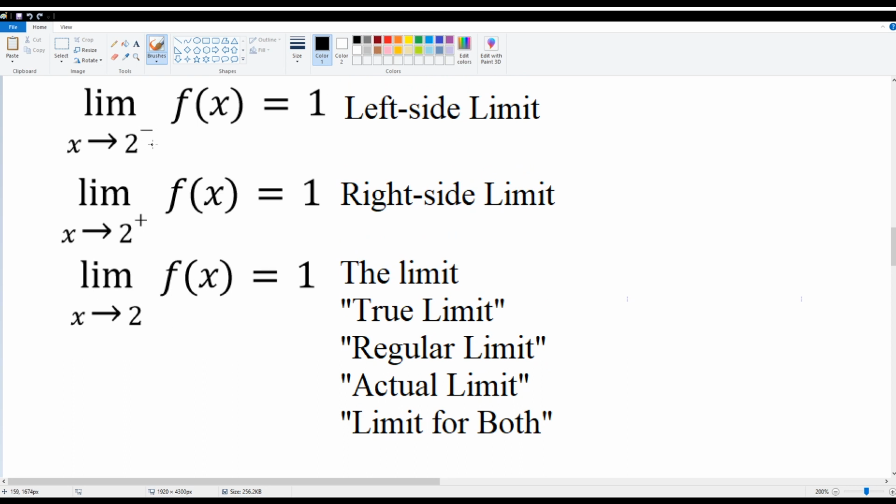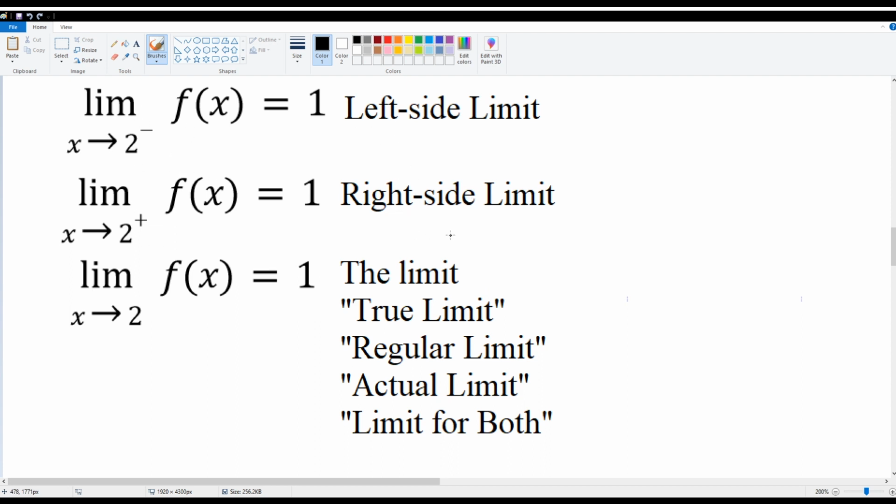When you add these little plus and minus signs as exponents next to the number that you have x approaching, you specifically talk about approaching it from either the left or right side of the point. When you don't use either, what you are talking about is what is typically formally defined as the limit. This might be a little bit confusing because these are also limits, but they're very specific ones.